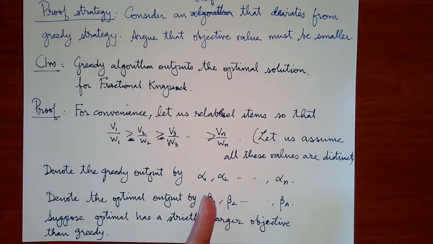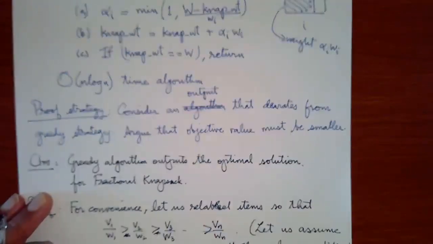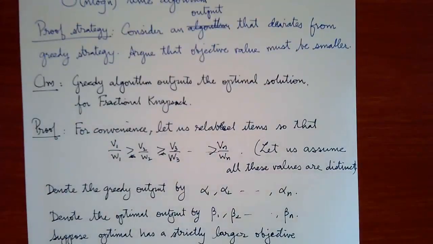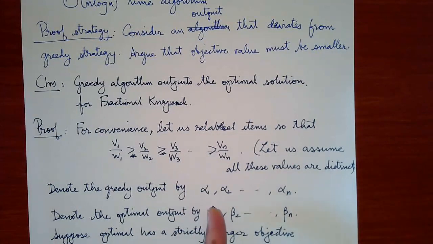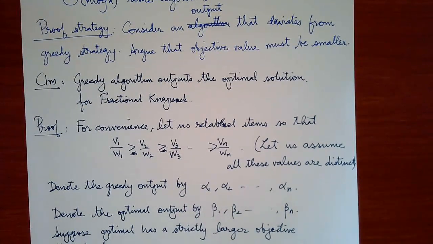Okay, can someone give me some properties of the greedy output? If you think about the greedy algorithm and what the alphas are, the alphas satisfy a particular property. What is that? They're decreasing. Almost all of them are 1, then one of them is smaller than 1. So the greedy output is basically a bunch of 1s, then something less than 1, and then all 0s.